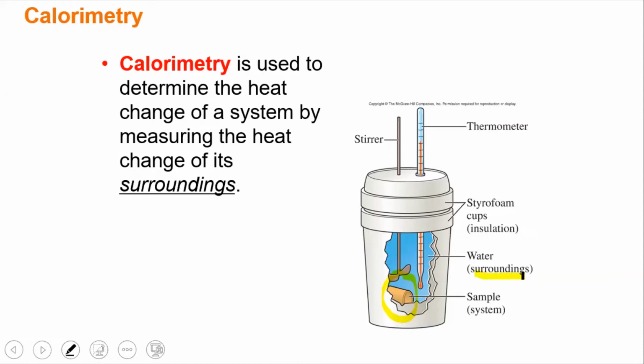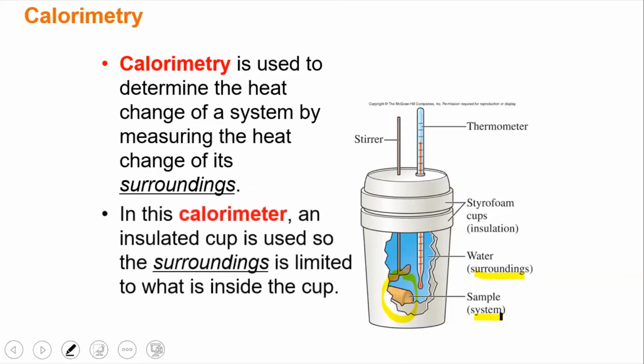The water is the surroundings. The sample is our system. And what we're going to measure is the temperature change that will happen in the water. Now remember, according to the law of conservation of energy, the heat that is exchanged by our sample should be compensated by an equal but opposite sign change in the surroundings, which is the water. Q of the system plus Q of the surroundings equals 0. All right? And that is our calorimetry setup.